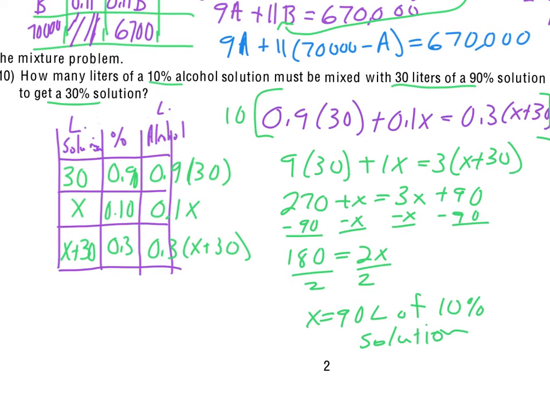Again, fairly straightforward to check that. 90 liters would give you 120 liters total. 30% of that 120 would give you the total amount of alcohol in that mix, which would be 36 liters. We know 90% of 30 would be 27 of the 36, and then 10% of the 90 would be another 9, so it would add up to be 36 liters of actual alcohol in that solution.